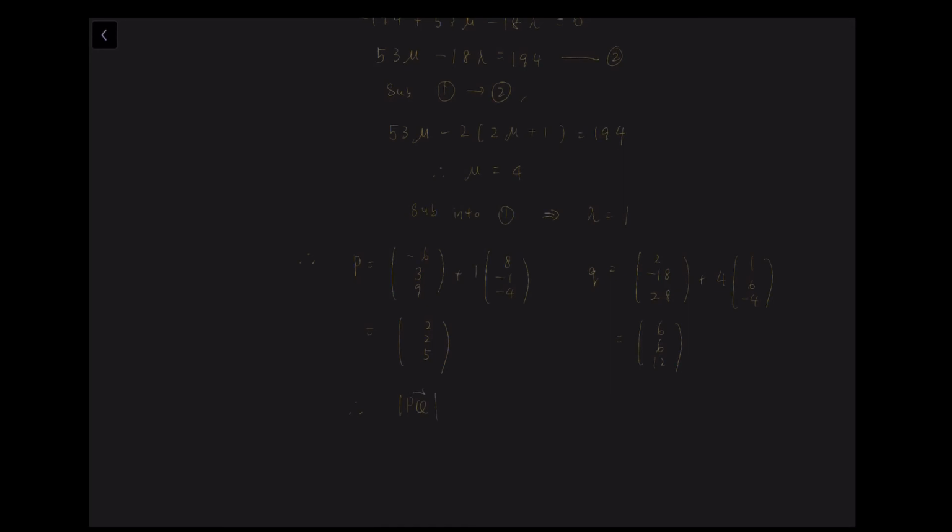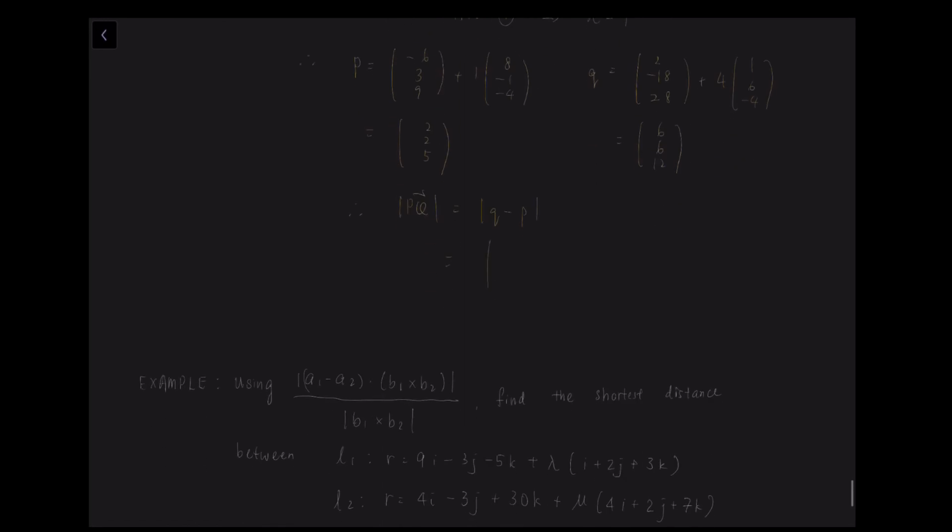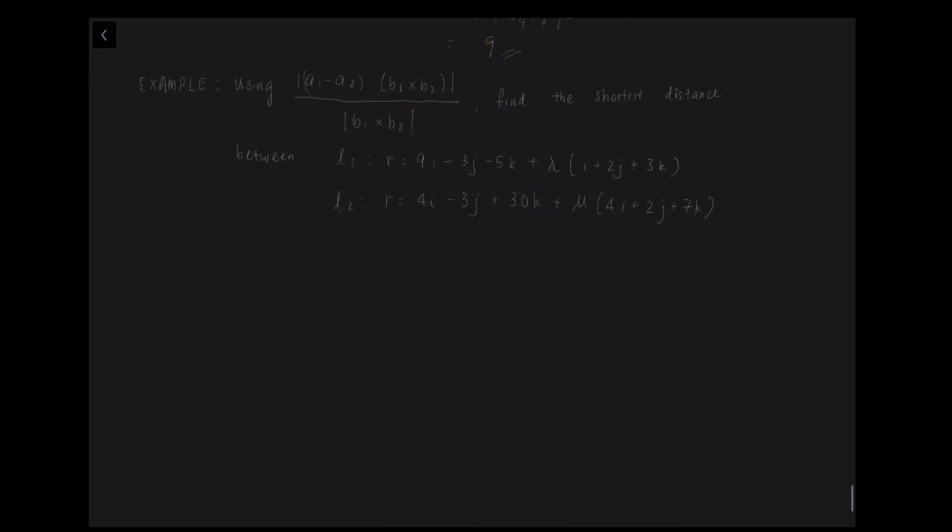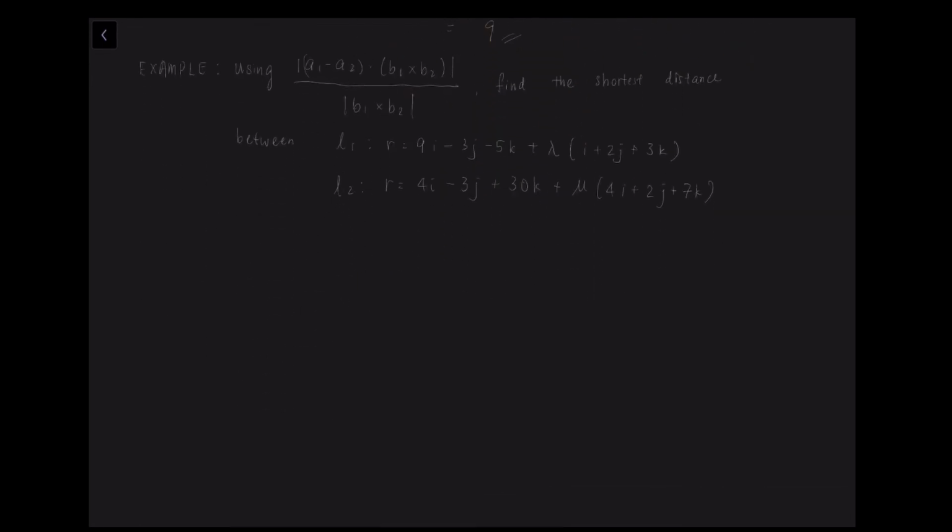So we are not done yet. We want to find the modulus of PQ. That is the perpendicular distance that we are trying to find. So the length of PQ is denoted by the modulus of PQ, which is Q minus P. So 6, 6, 12 minus 2, 2, 5, we got 4, 4, 7. And then the modulus of 4, 4, 7 is the square root of 4 squared plus 4 squared plus 7 squared. And plugging it into the calculator, we obtain 9. And that is the shortest distance.